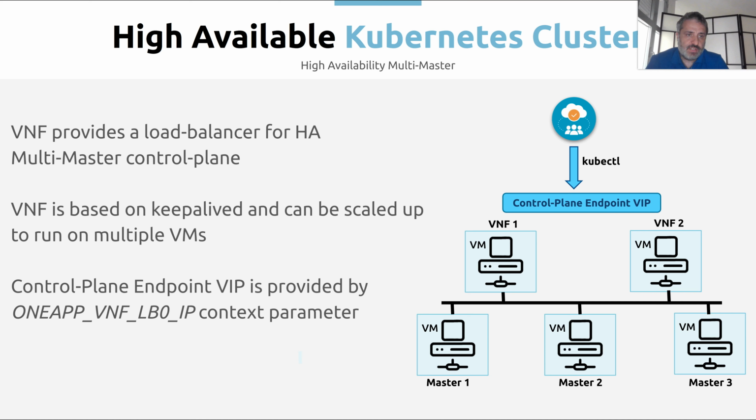So we can scale up also this component to, for example, two nodes, and then we can keep this in a high available setup. Okay, so when you instantiate and deploy a Kubernetes cluster, you can use this context parameter in order to set up this virtual IP for connecting to the API server of the multiple masters.